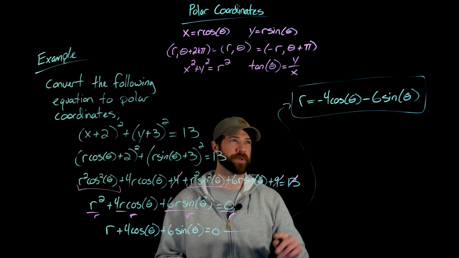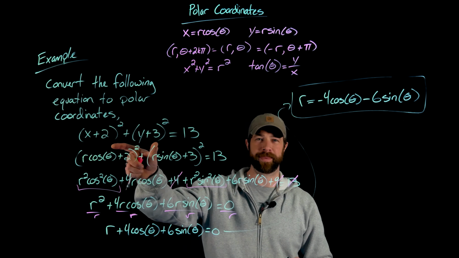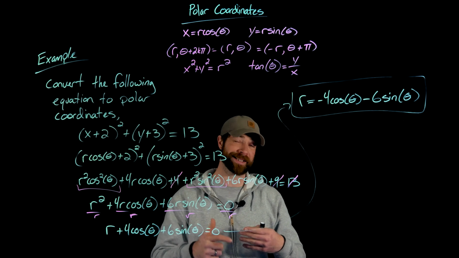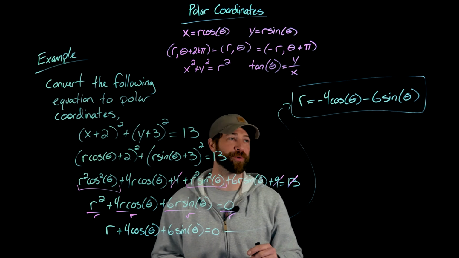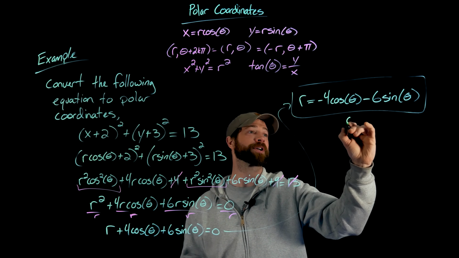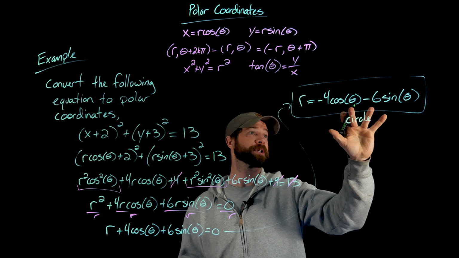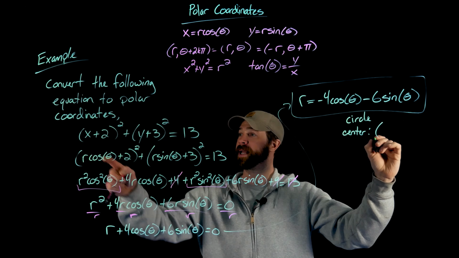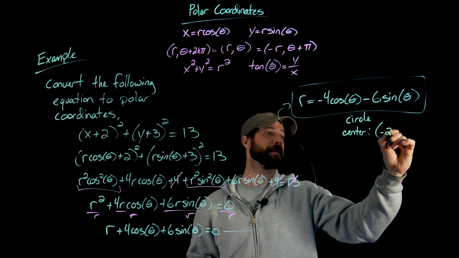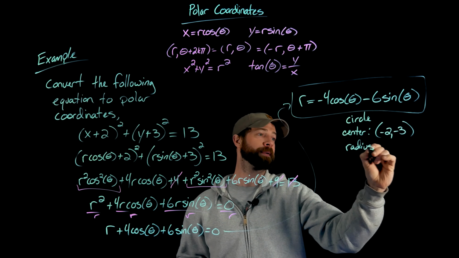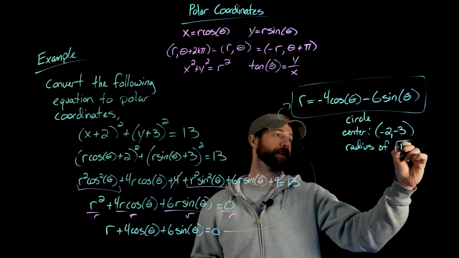And again, to remind you of what this is, as we talked about in the beginning, because these will describe exactly the same graphical shape, and because it's going to help the conversation we're about to have with graphing or looking at the graphs of these polar equations, this is a circle. So this describes a circle. It's centered at negative 2, negative 3, and it has a radius of the square root of 13.